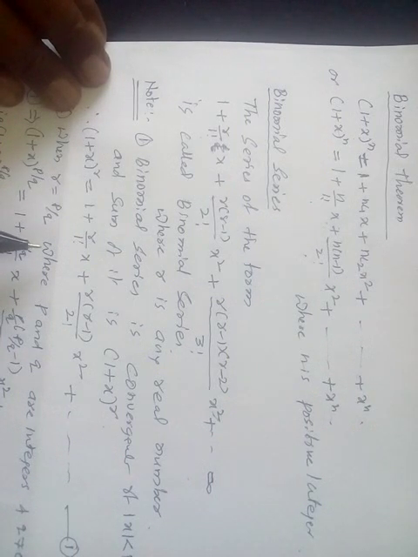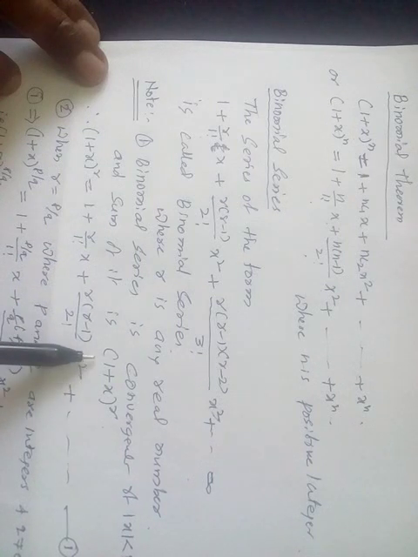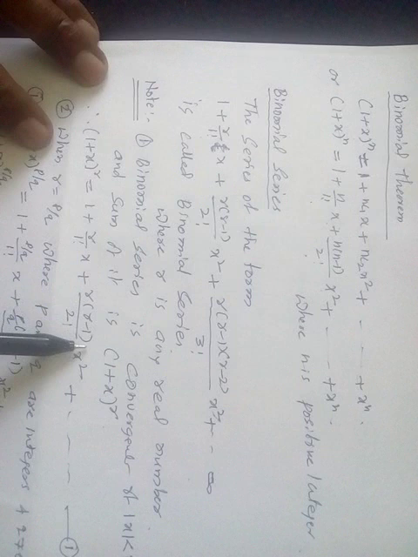To find the sum of the binomial series, we require all its particular forms. Before discussing particular forms: the binomial series is convergent if mod x is less than 1, and the sum of it is denoted as (1 plus x) power r. That is, (1 plus x) power r is equal to 1 plus r by 1 factorial into x plus r(r minus 1) divided by 2 factorial x square plus ... This is the binomial series. Here mod x should be less than 1.